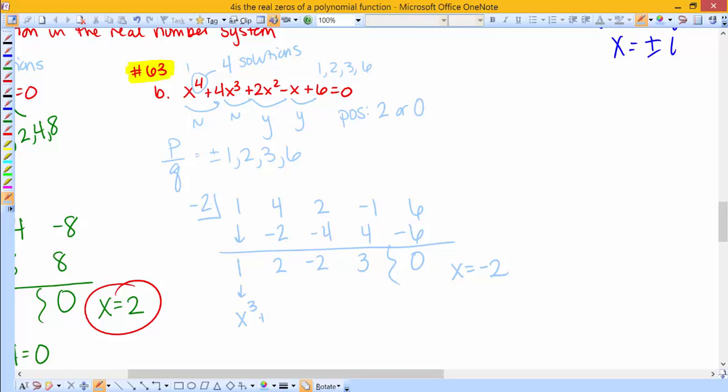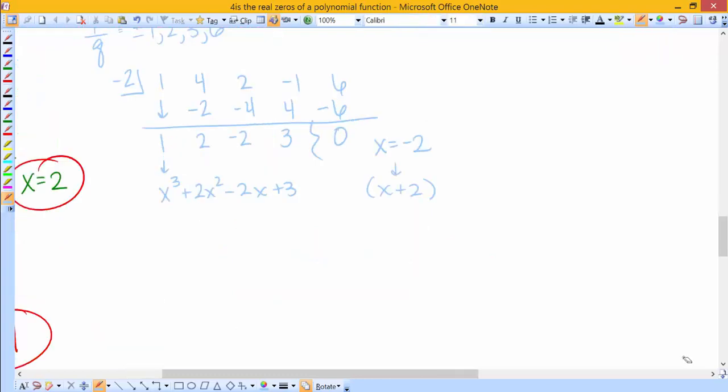So x cubed, 2x squared, minus 2x, plus 3. So I found one factor. So I'm going to use this and continue through the synthetic division. I finished at -2, so now I'm going to go -3. But I'm going to use these ones here: the 1, just like in the last one, the 1, the 2, the -2, and the 3. And I'm going to go until I get 0.